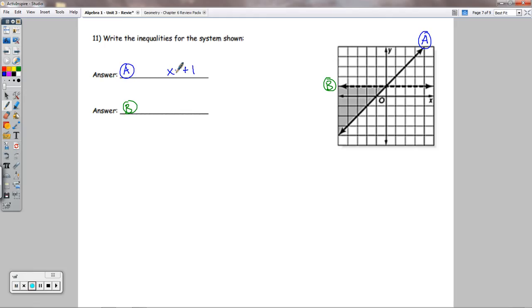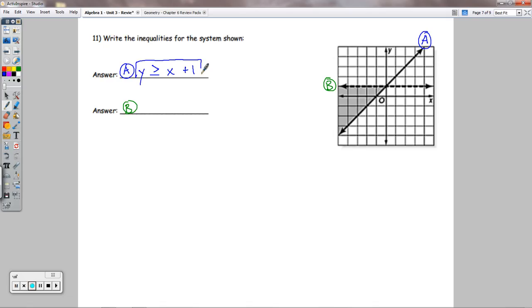So that would just be 1 over 1, which I don't have to write down. And I'm shading above on this one, so this would be greater than. It can be on the line. You have a solid line, so greater than or equal to, and that's it.